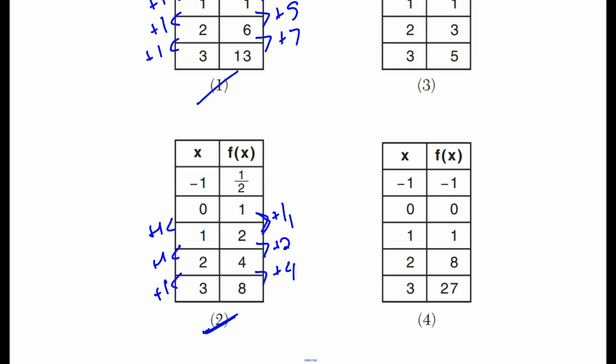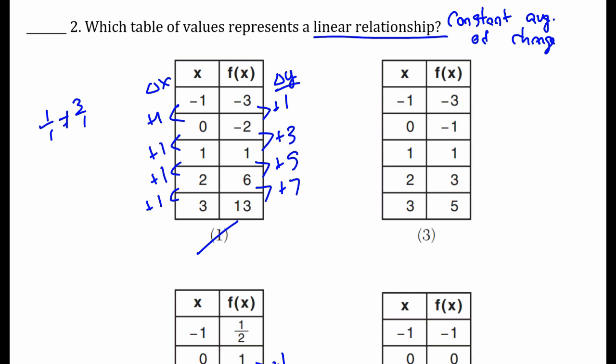Linear relationships add the same number each time. This is multiplying by the same number each time. We're multiplying by 2. Multiplying does not have to do with linear functions. That has to deal with functions we'll look at in the future. Linear functions, we add or subtract the same thing each time we increase x by 1.